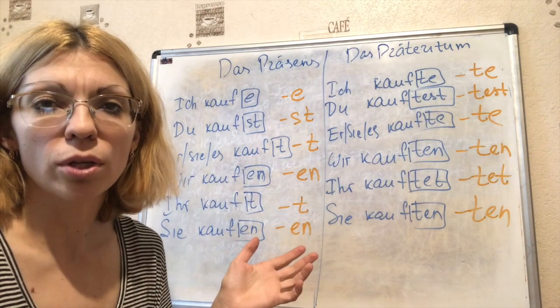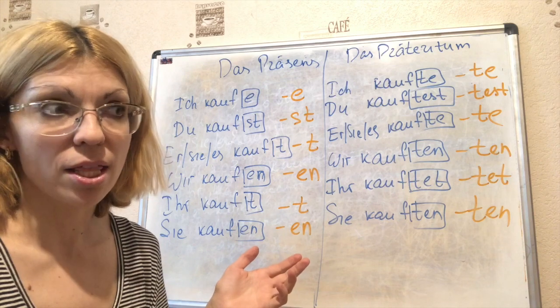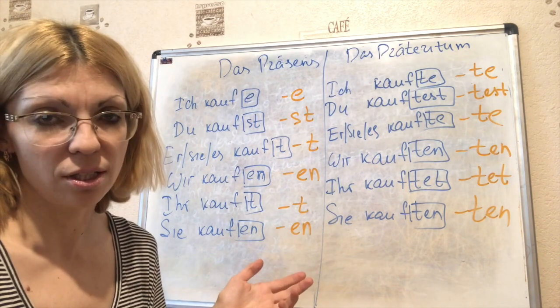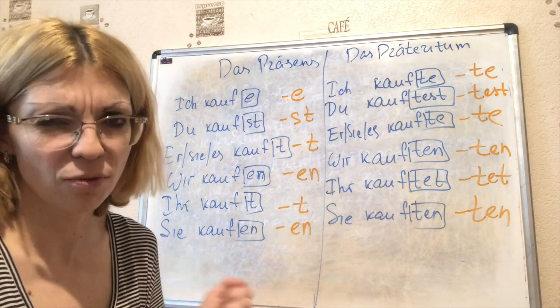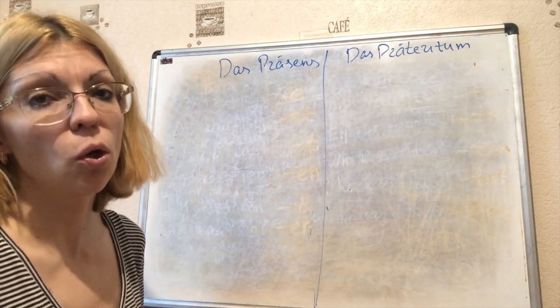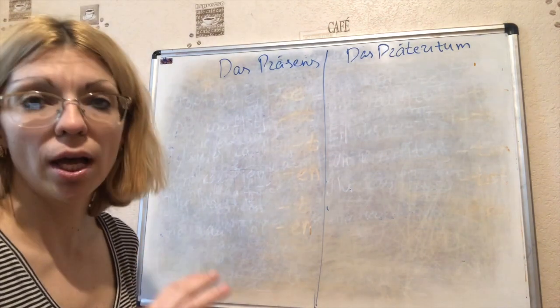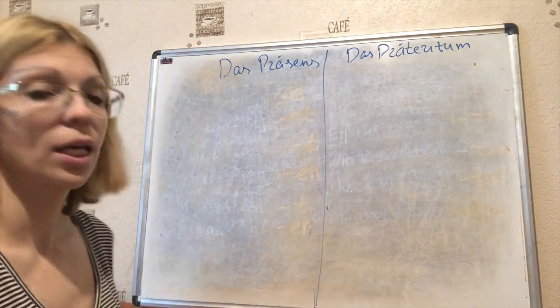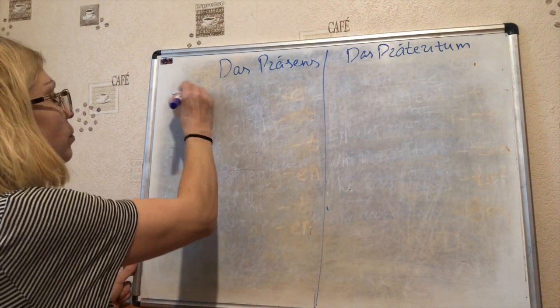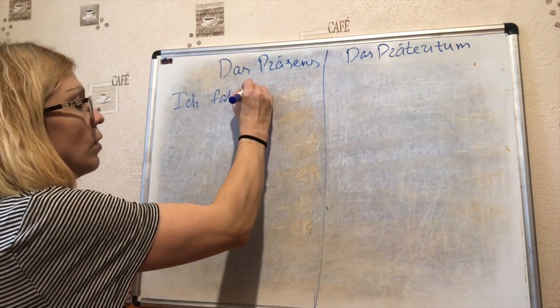We are going to take a look at the verb to go, fahren, and you will see that there is no rule for how they conjugate it. You just have to learn them. Follow me, please. Okay, I go. Ich fahre. Fahren. It is to go. Ich fahre.